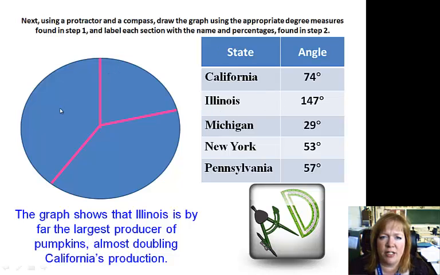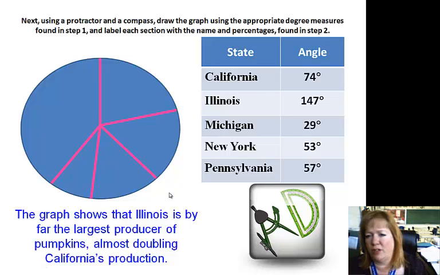The next one's Illinois, so I'm going to start with this line as my initial side of my angle, and I'm going to use my protractor and do an angle that's 147 degrees. And then Michigan was 29, so I go from this side and make another angle 29 degrees coming this way. Then I'm going to use this side and make another angle 53 degrees. And hopefully what's left here is my last angle, which was 57. And then label each part of the circle.